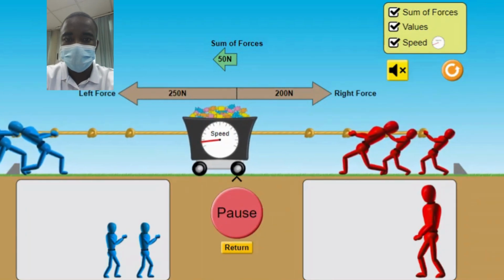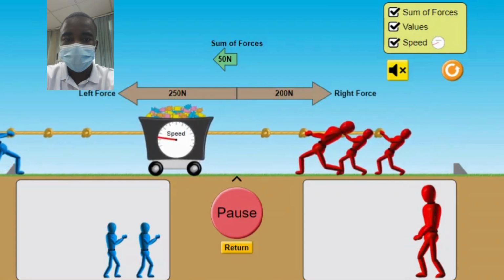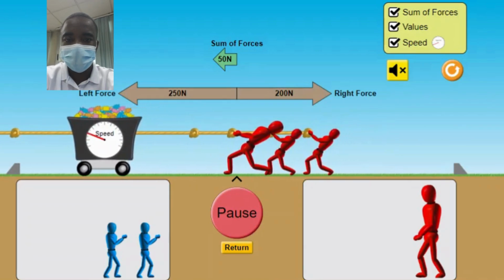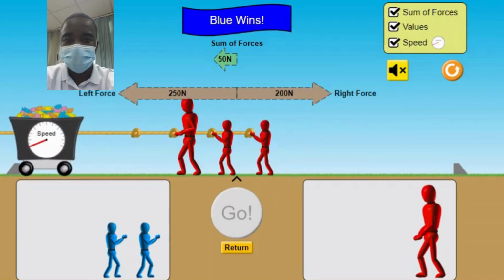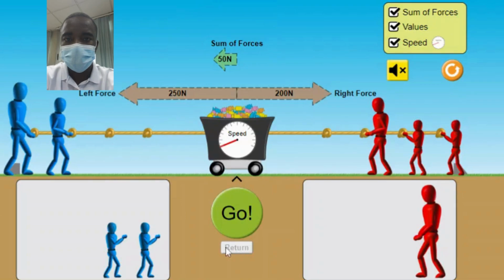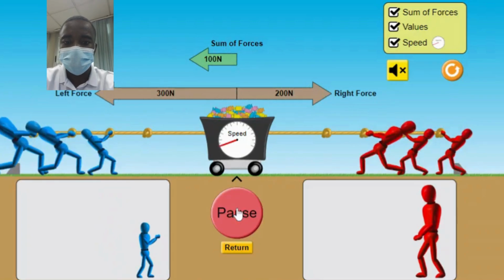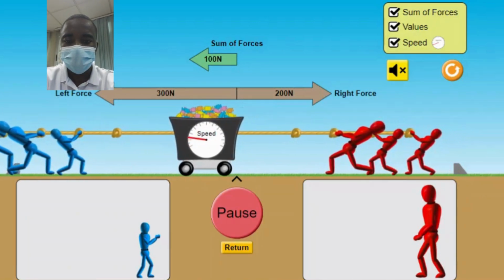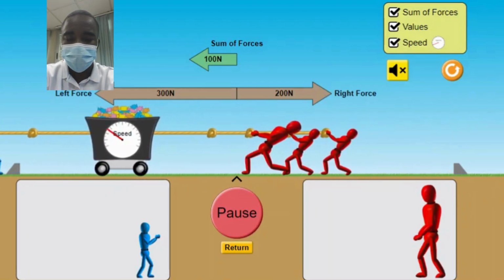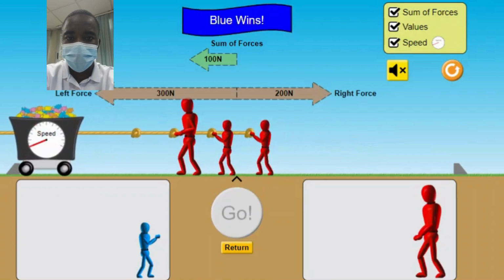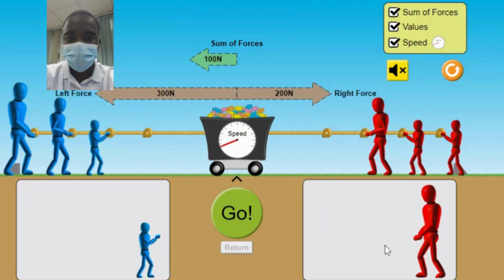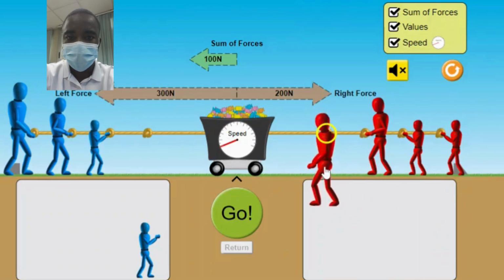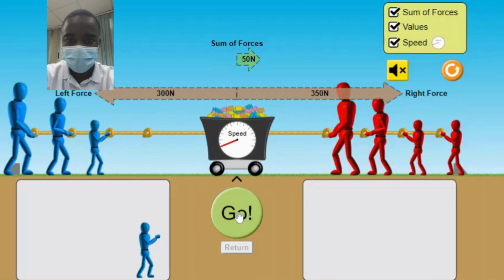Pullers. The pullers represent the external forces acting on the cart. Students can add or remove pullers on either side of the cart to create balanced or unbalanced forces. Frictionless environment. The simulation operates in a frictionless environment, allowing students to focus solely on the effects of the applied forces without the complicating factor of friction. Motion indicator. The simulation includes a motion indicator that visually represents the acceleration and direction of the cart's motion. This indicator helps students understand the relationship between net force and acceleration.